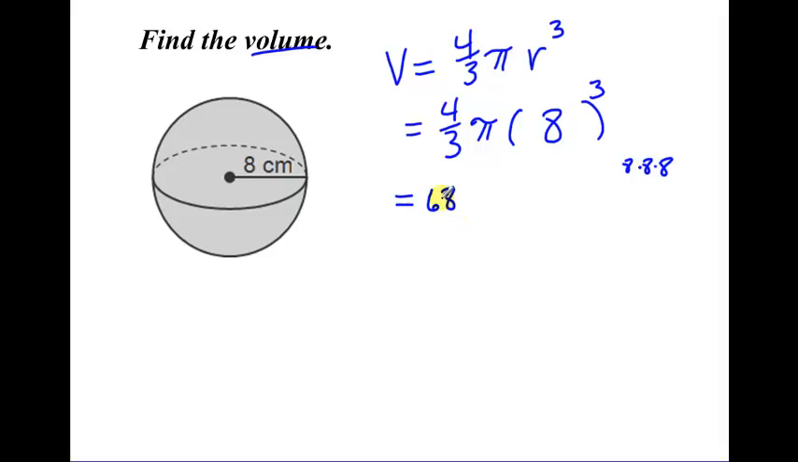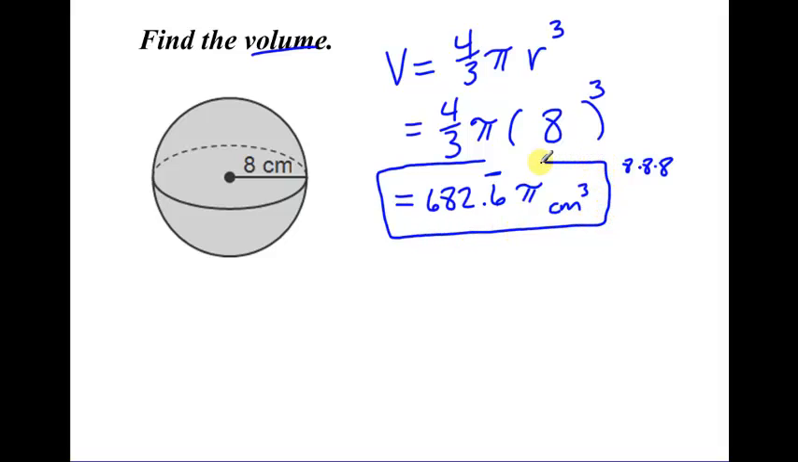And that comes out to be 682.6 repeating pi, because I didn't put that in my calculator. So my volume is 682.6 repeating pi cubic centimeters, if I want to get it all exact.